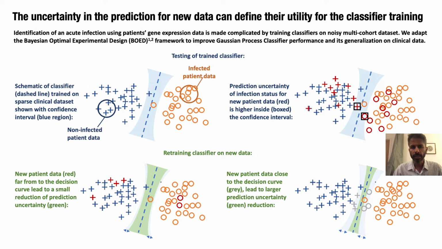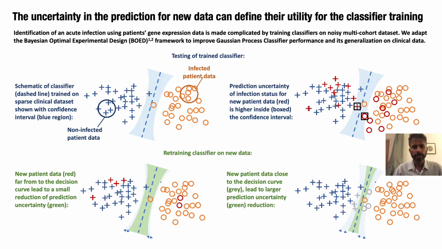Now, to improve the accuracy and generalizability of machine learning classifiers, often as the new data comes in, these machine learning models are retrained by augmenting the training data set with the new data. So this is shown in the bottom left and the bottom right panel.